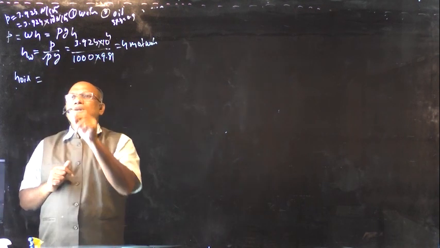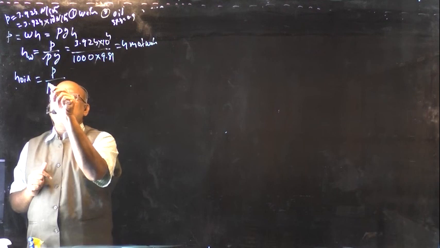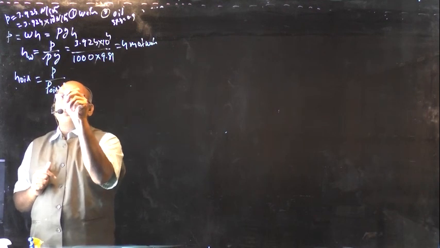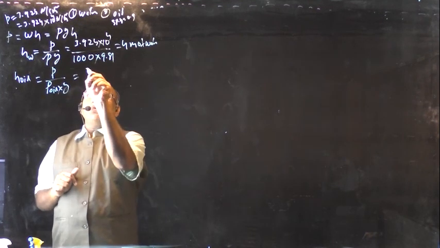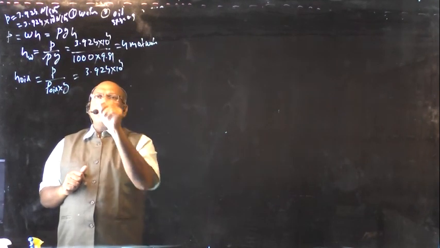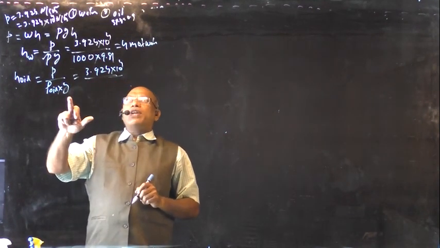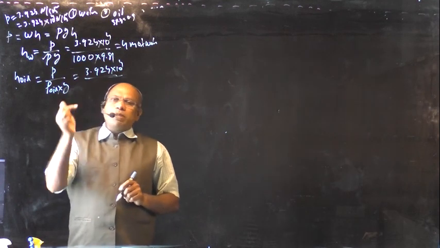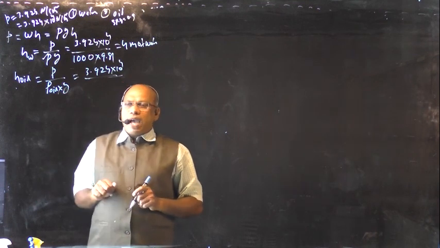is equal to pressure divided by density of oil into G. This is equal to pressure, that is equal to 3.924 into 10 power 4 divided by density of oil. Density of any liquid is equal to specific gravity of that liquid into density of the standard liquid. That formula already I have given.